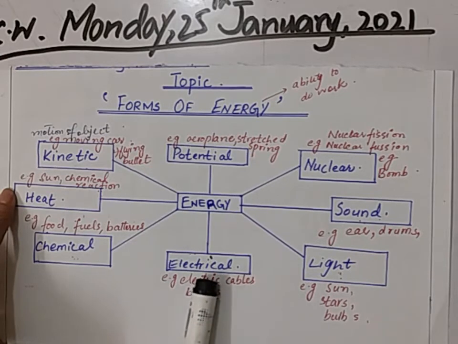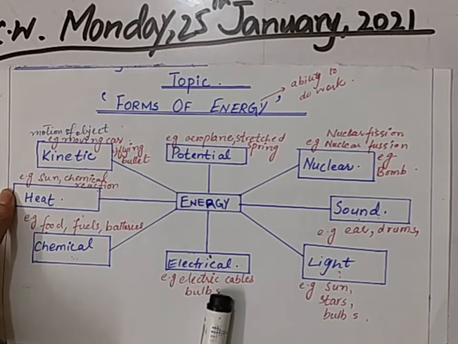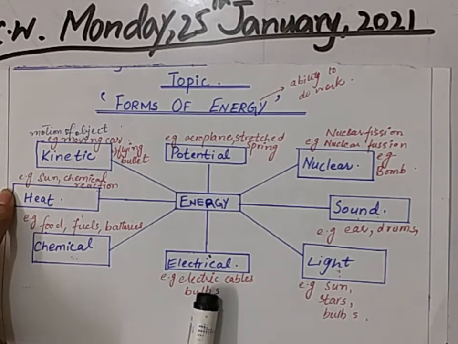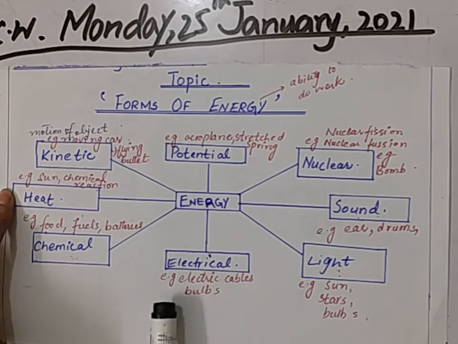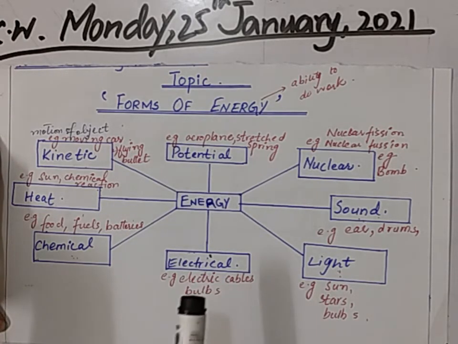Next one is electrical energy. Electrical energy involves the flow of electric current or electric charges and can be transmitted over long distances through cables. So the examples written over here are electric cables, bulbs, and many other things which use electrical energy. For example, electrical appliances which are used in our home, ovens, etc.